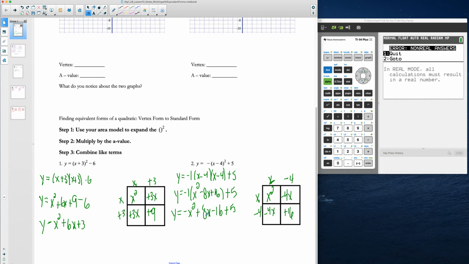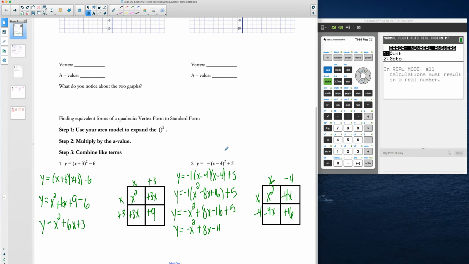And now we find ourselves back in the same situation over here for that final step, which is that we want to combine like terms, and our only like terms are those two constants at the end. So negative x squared plus 8x, and then negative 16 plus 5 would be negative 11. And that would be the equivalent version to this one.